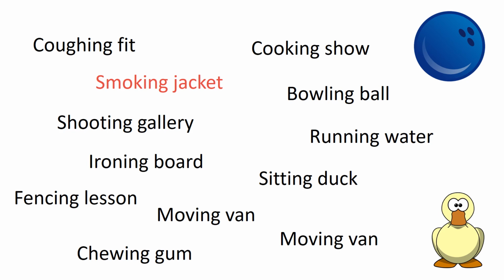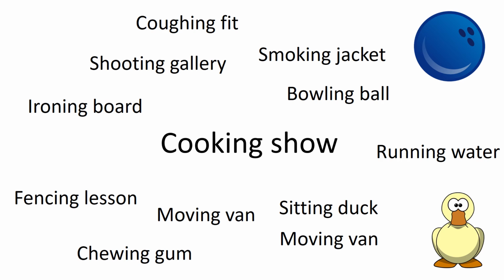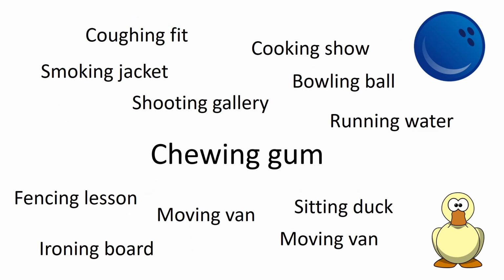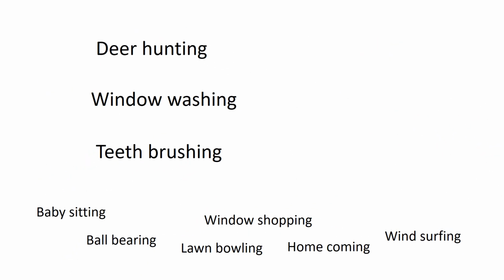Can you think of a sentence that conveys what a coughing fit is? A cooking show? Chewing gum? A verb ending in an ing suffix can also be the second word in a pair of nouns. If we unpack these constructions, we often find that the first word is the direct object of the action indicated by the second. So for deer hunting, deer are the animals being hunted.